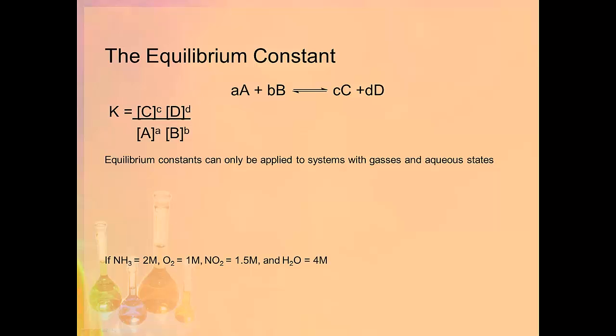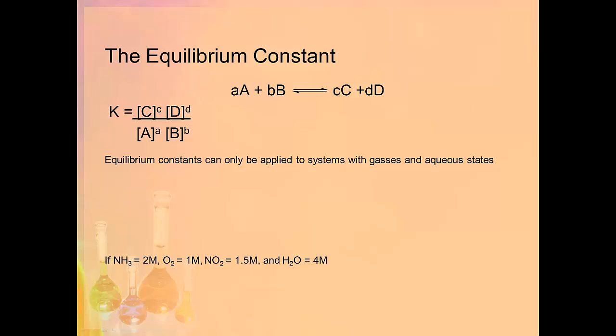Okay, so we use K, and K is equal to the concentration of products over reactants. And it can only be applied to systems with gases and aqueous states. If it's in the solid state or the pure liquid state, we can't have a K value if all of the species are in these states. If one or two of them are in these states, you ignore them. You leave them out of the equilibrium constant expression. And it will always be this way.